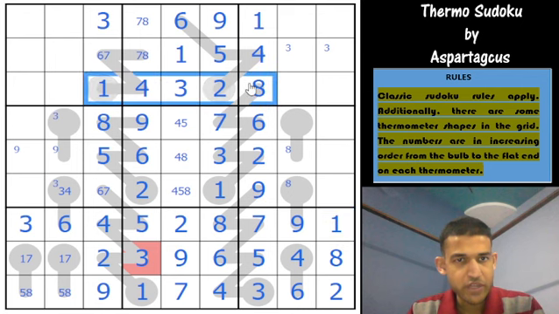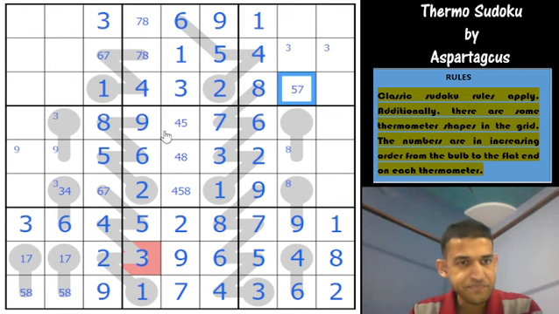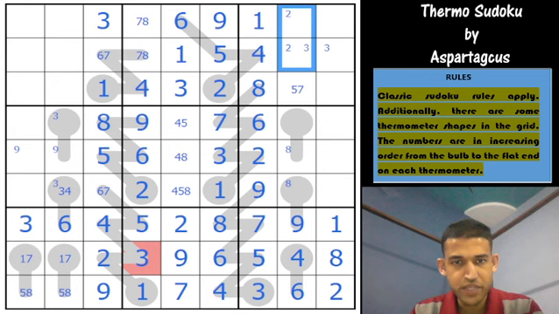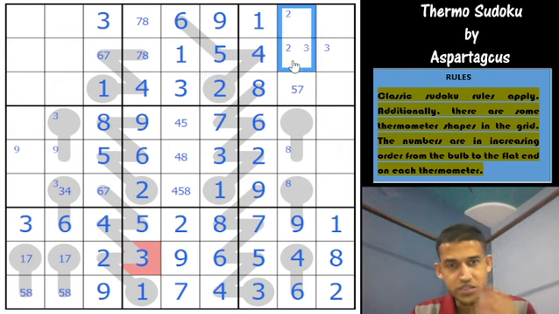Okay, so 1, 2, 3, 4, 8. We need 5, 6, 7 and 9. You have 6, 9 here. That's a 5, 7. Sorry. That's a 5 and a 7. Okay, 2 goes in one of these two cells because 2 can't be here. 2 can't be here. 2 goes here.